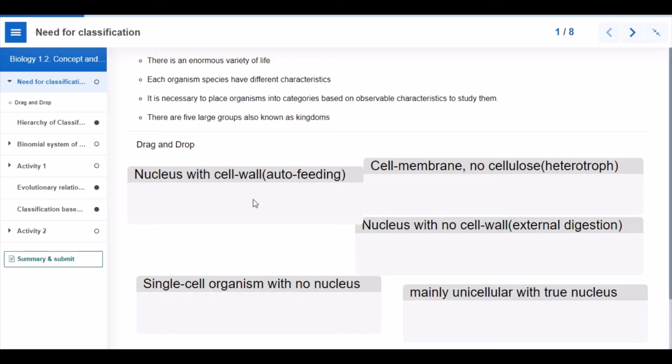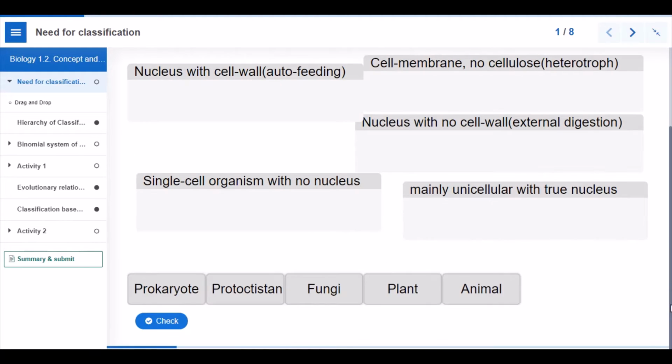So below here I have an activity showing a major characteristic of each kingdom, and we're going to try to place each kingdom according to its characteristics. So we have here the nucleus with cell wall, autofeeding, that is describing plants. We have another one here, cell membrane with no cellulose, these are heterotrophs, that's animal kingdom. Nucleus with no cell wall and they exhibit external digestion, that's fungi.